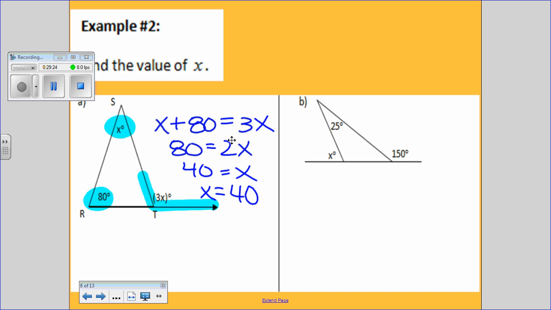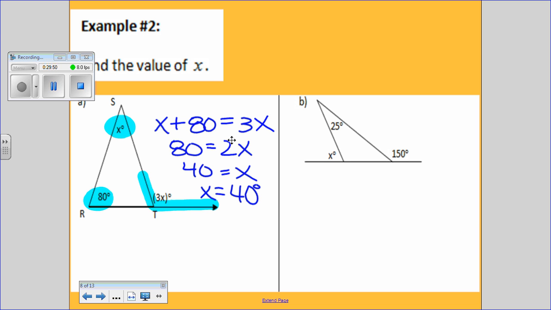Why? Yes, because... No? Why do I need a degrees? You're correct. Tell me why. Because it's the measure of this angle. It's the measure of angle S. The measure of angle S is 40 degrees, so we need that degrees.